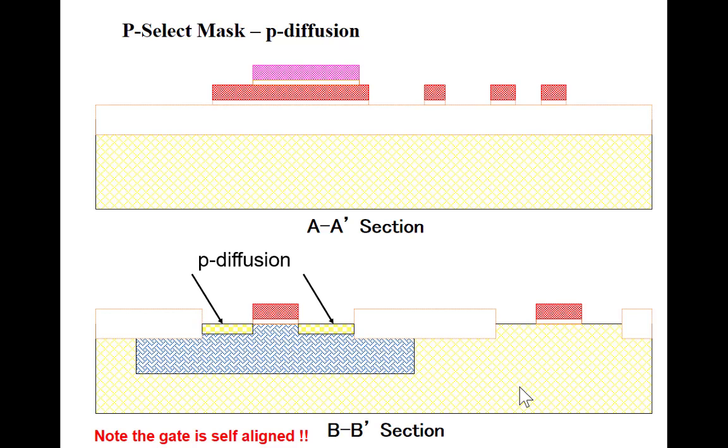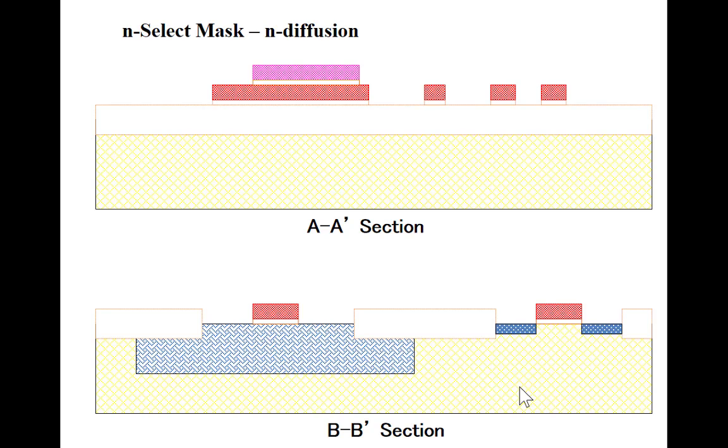So now we cover everything with photoresist again and open up the N-Select side. And then we do an N-type implant, and we form the source and drain of the N-channel transistor. Again, it's still self-aligned. I should have shown the PD fuse. The PD fuse is already done, so the PD fuse should be showing here as well because it's been put in.